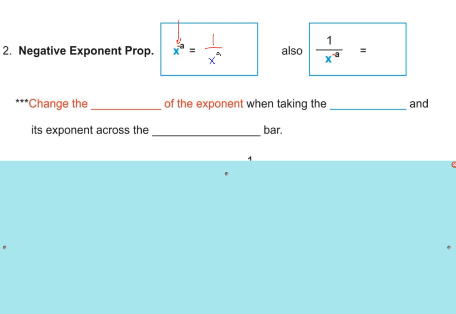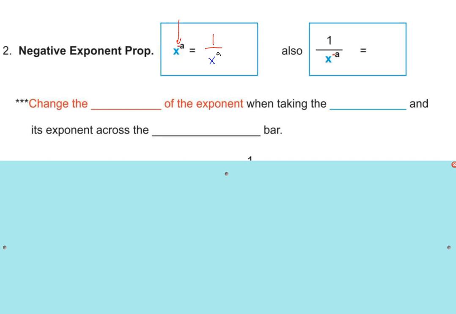What is the shortcut to this? If I take the base and its exponent across the fraction bar, this is top, this is bottom, I change the sign of the exponent. Went from negative in the top to being a positive in the bottom. That's the shortcut. Whenever you take a base and its exponent across the fraction bar, either way, bottom to top or top to bottom, it changes the sign. That's all there is to it.